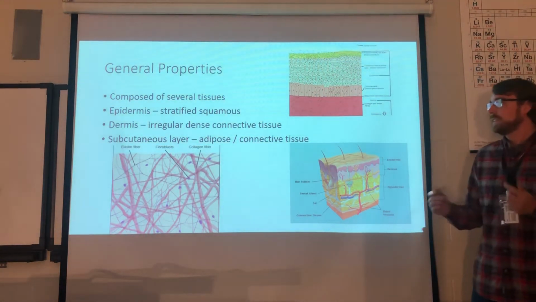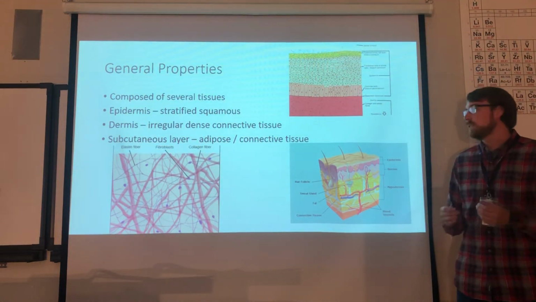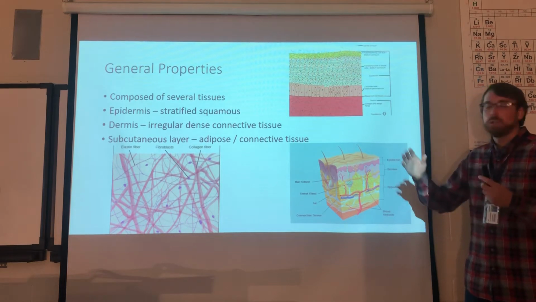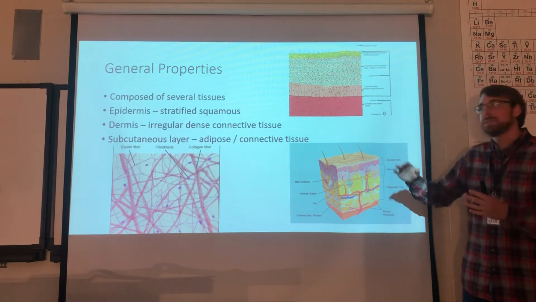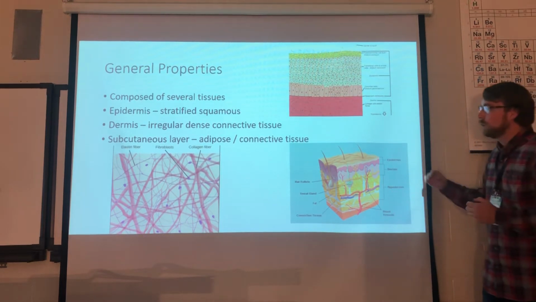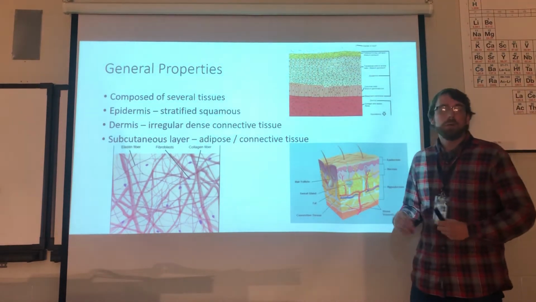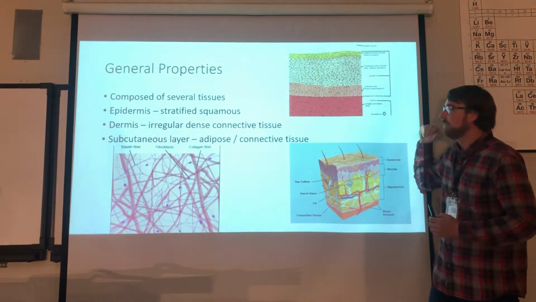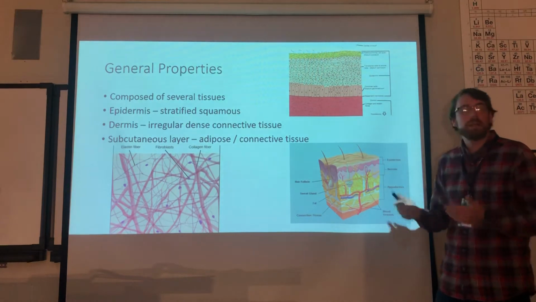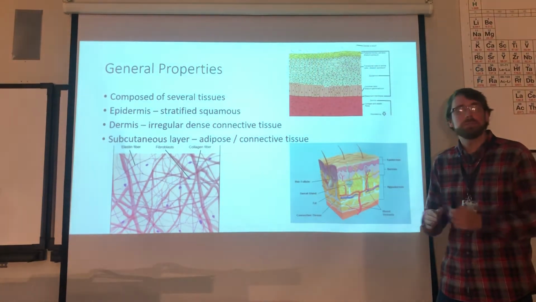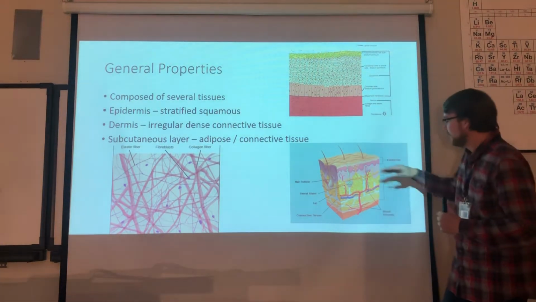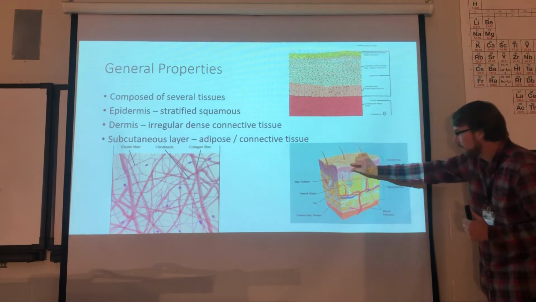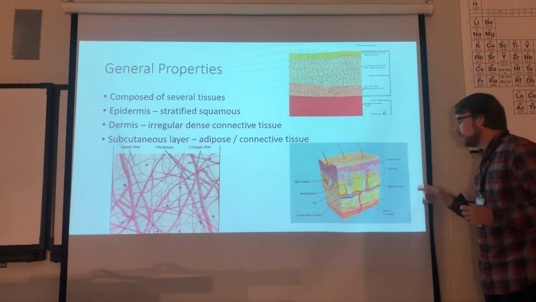So, your skin is composed of several different tissues. Those are going to be in specific layers. So, at the most superficial, we have the epidermis. This is stratified squamous cells. So this is many layers of flattened cells that we have in this top layer here of your epidermis.